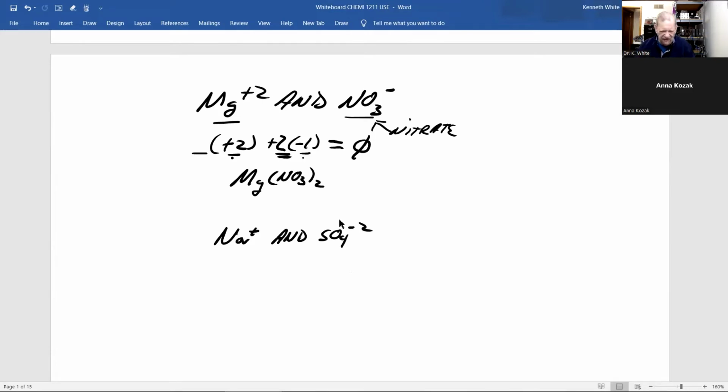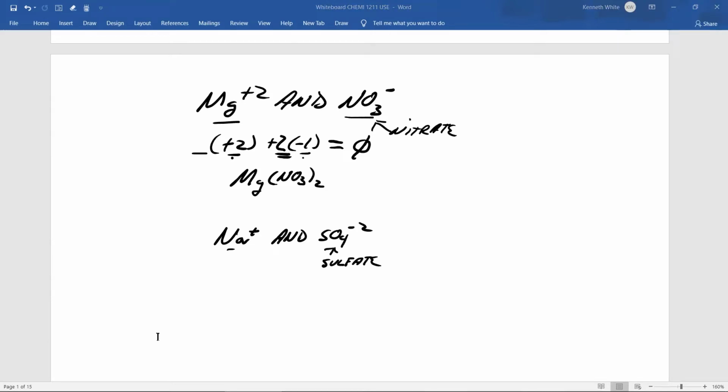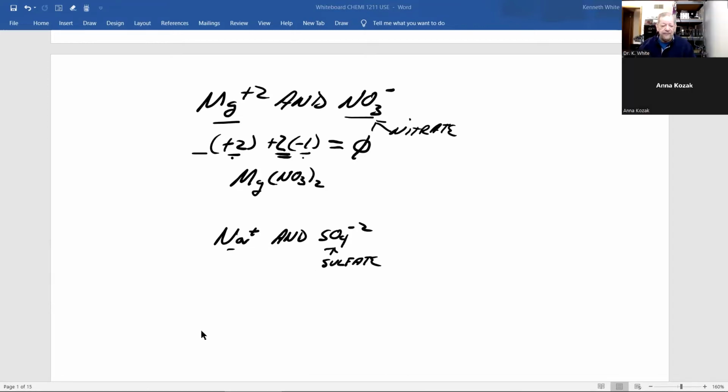What would be the empirical formula for the molecule containing sodium cations and sulfate anions? And it's your turn. Remember, all molecules should have a net zero charge. And give me a thumbs up.